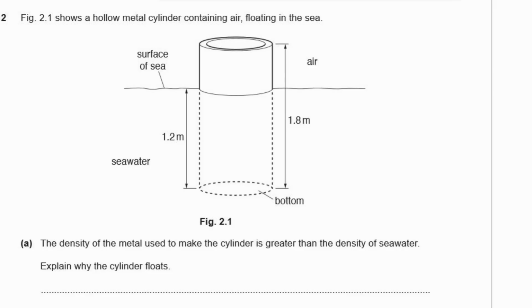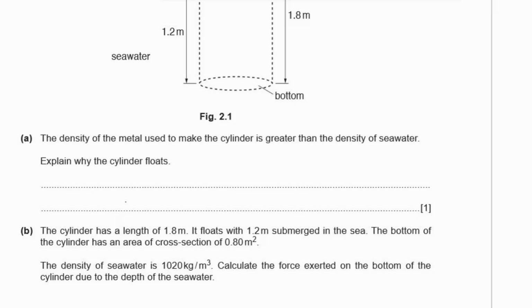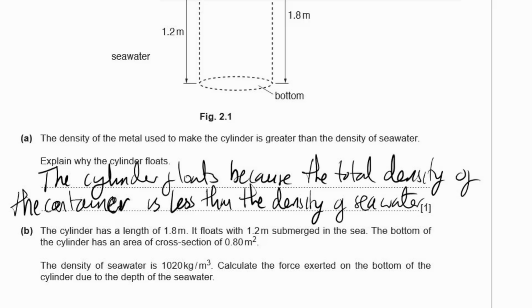Question 2. Figure 2.1 shows a hollow metal cylinder containing air floating in the sea. There we are. A. The density of the metal used to make the cylinder is greater than the density of seawater. Explain why the cylinder floats. Okay, so the cylinder floats because the total density of the container is less than the density of seawater. There we go.